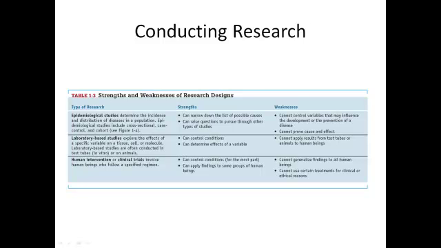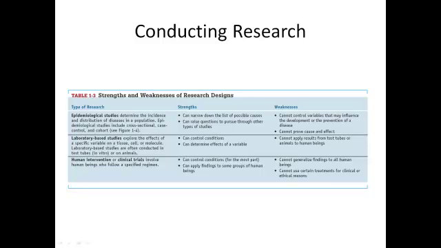Next, let's look at different research designs. There are three types of research: epidemiological, laboratory-based, and human intervention or clinical trials. Each of these three have their strengths and their weaknesses. An epidemiological study basically will look at the incidence and distribution of a disease within a population, such as heart disease. The strengths of these studies means that they can narrow down the list of possible causes of heart disease, and they can raise questions to pursue through other types of study.